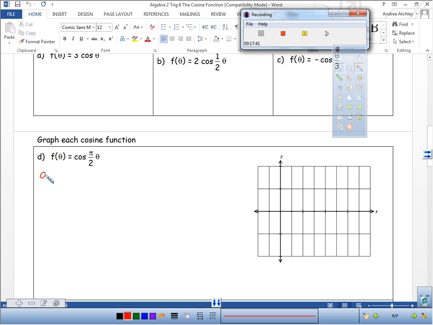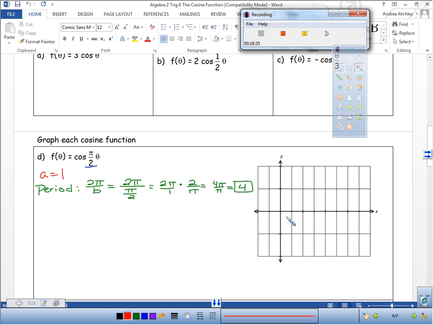Okay, Jacob, what's the amplitude? Or the A value? 1. Okay. Then we need to find the period, which is 2 pi divided by b. So this is 2 pi divided by pi over 2, because the b value is pi over 2. So we do 2 pi times 2 over pi, the reciprocal, which gives me 4 pi over pi, which is just 4, because the pi's will cancel out. Any questions on how I got that?